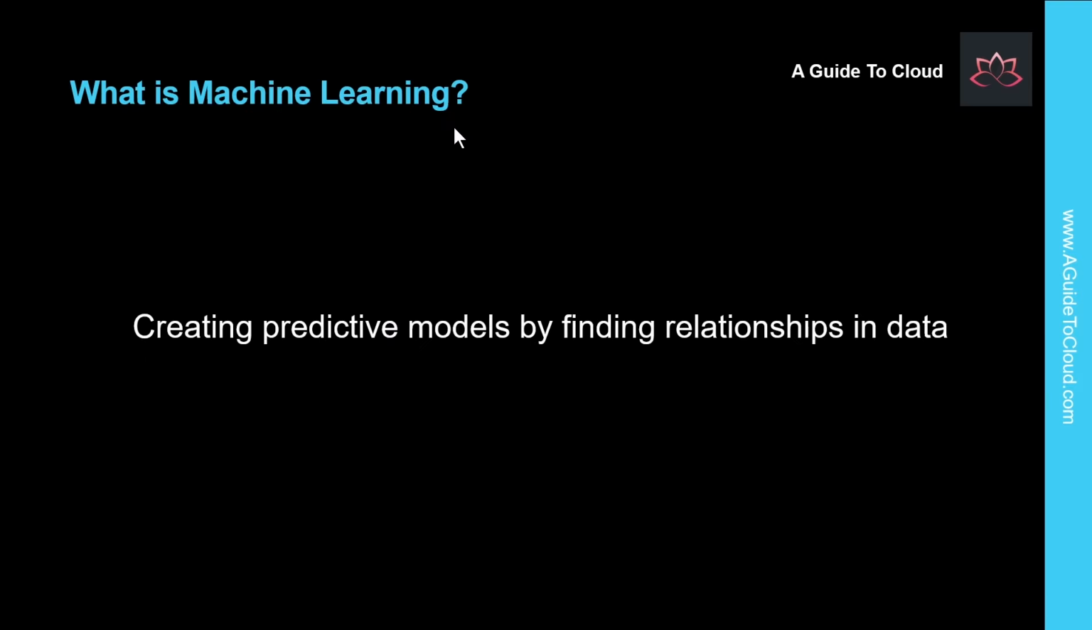So what is machine learning? Machine learning is the foundation for most AI solutions and enables the creation of models that predict unknown values and infer insights from observed data. So how do machines learn? The answer is from data.